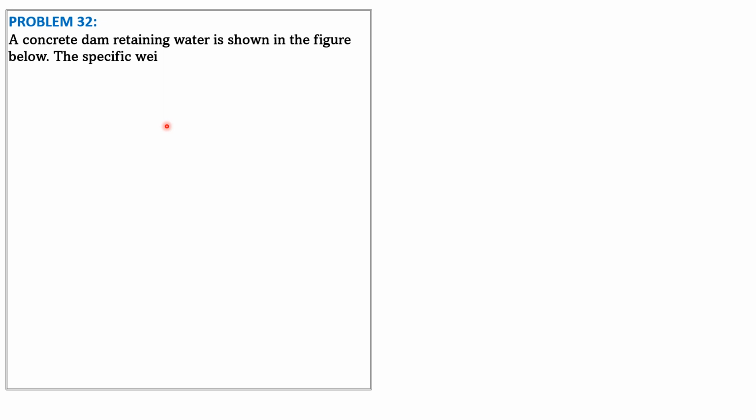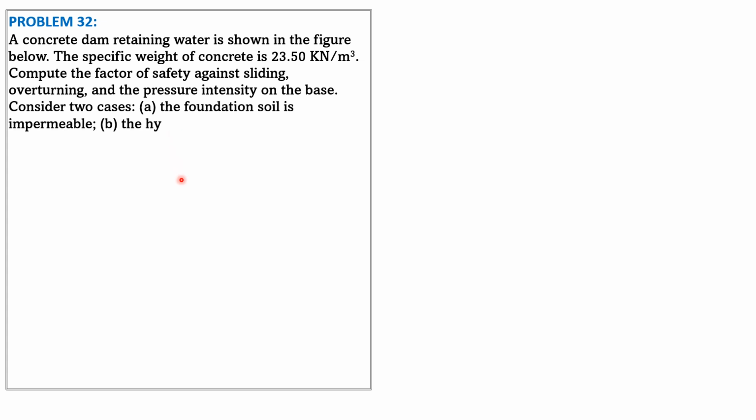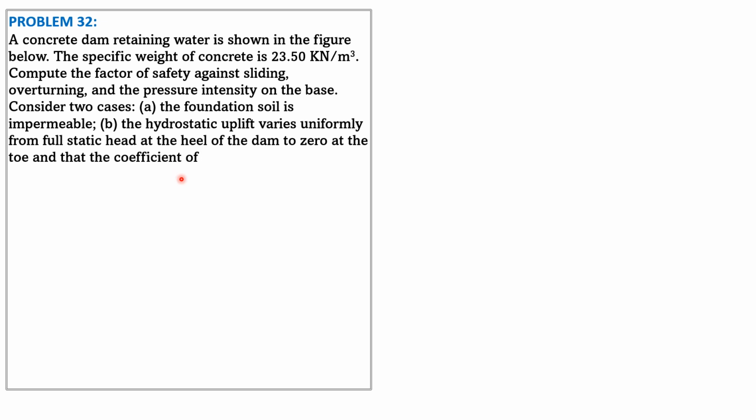Problem 32. A concrete dam retaining water is shown in the figure below. The specific weight of concrete is 23.5 kilonewtons per cubic meter. Compute the factor of safety against sliding, overturning, and the pressure intensity on the base. Consider two cases. Letter A, the foundation soil is impermeable, and letter B, the hydrostatic uplift varies uniformly from full static head at the heel of the dam to zero at the toe, and that the coefficient of friction between the dam and foundation soil is 0.45.